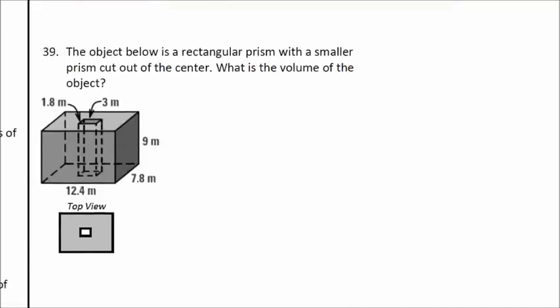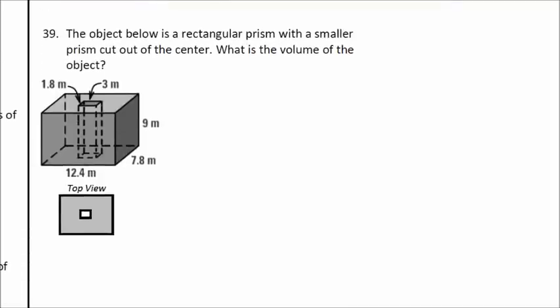Question number 39. The object below is a rectangular prism with a smaller prism cut out of the center. What is the volume of the object? Well, we're going to have to find the volumes of both of these. So let's find the larger one first, our total shape. Let's do the large one first, the big shape. So we've got a rectangular prism. I'm going to go ahead and shade the base, which means this is my height.